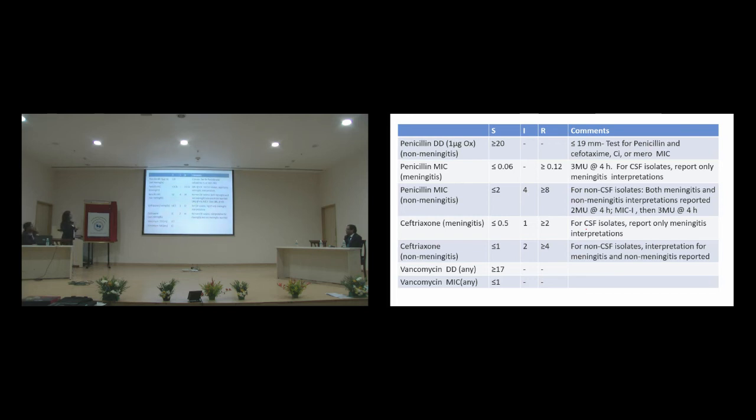Penicillin disc diffusion, 1 microgram oxacillin is used. If it is a non-meningitis isolate and the zone diameter is more than or equal to 20 mm, you report it as sensitive. If it is less than or equal to 19 mm, test for penicillin, cefotaxime, ceftriaxone or meropenem MIC. Okay? In meningitis isolates, we go for MIC directly, and also here the dose is mentioned. If the sensitive breakpoint is less than or equal to 0.06, more than or equal to 0.12 is resistant. The dose is 3 million units at 4 hourly.